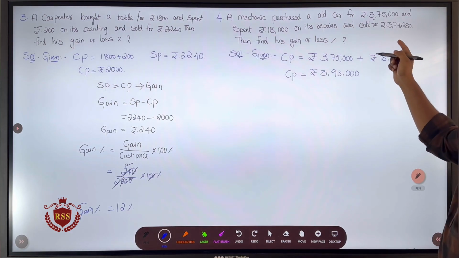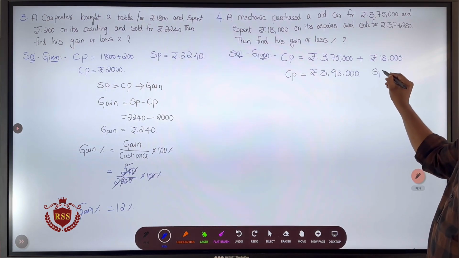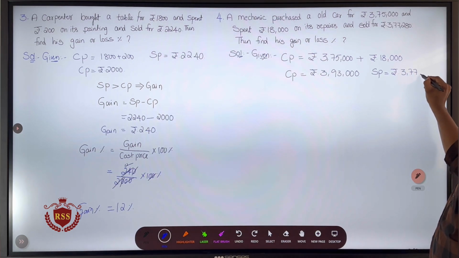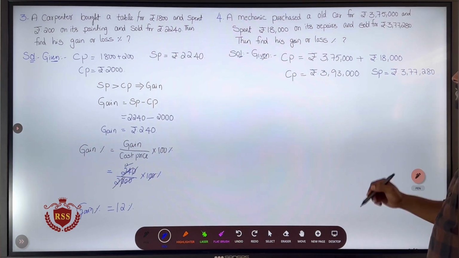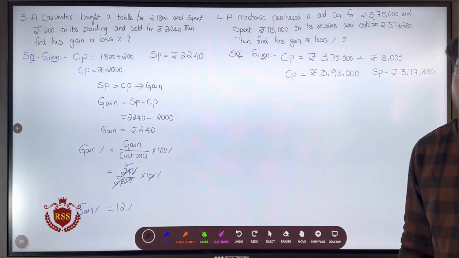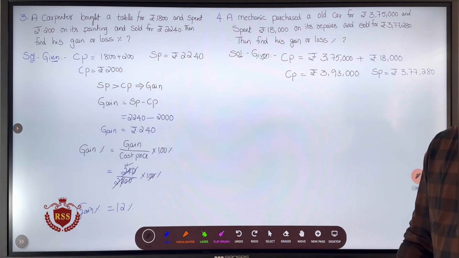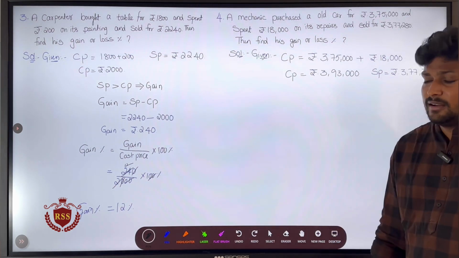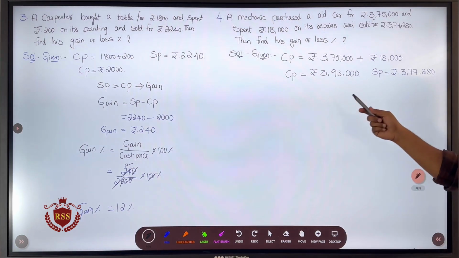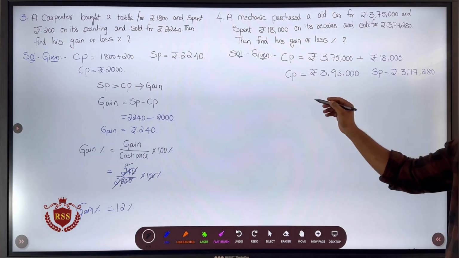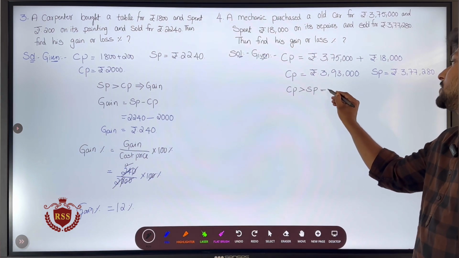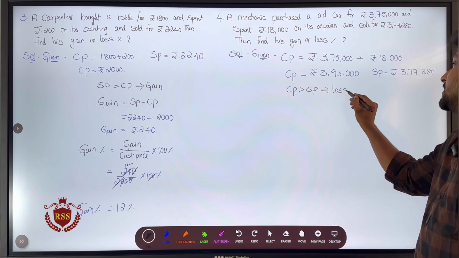And for how much have they sold? Selling price equals rupees 3,77,280. So we have the cost price and selling price, both are there here, right? Then we can find the gain or loss. So what do we get here? Cost price is more than selling price, which gives rise to loss. So in this case we get the loss.